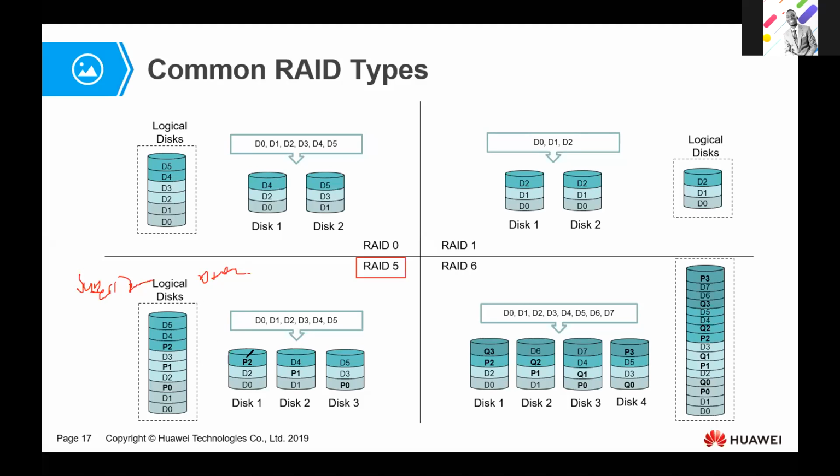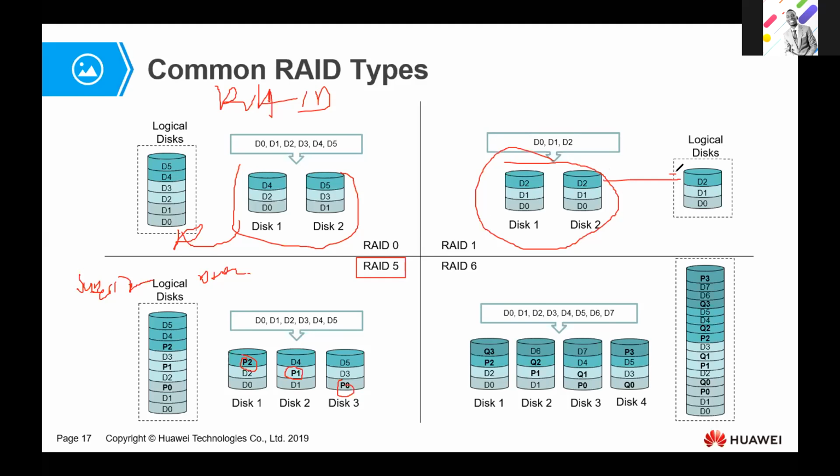RAID 5 uses parity. I'm sure you're already seeing the P's here. Yes? Remember, maybe I forgot to mention, when you are RAIDing, we are coming up with different disks, independent disks, and we are RAIDing them to come up with one logical disk. We bundle or put together our independent disks, and we want to come up with our logical disk. The same also applies here. This is our logical disk that is coming from our RAID here.